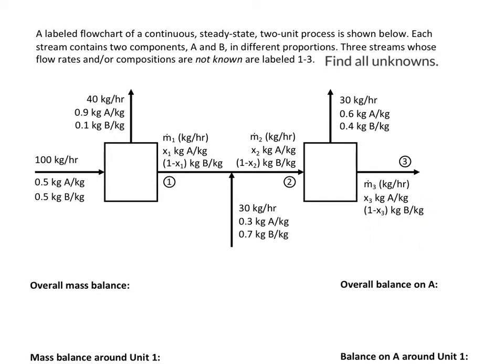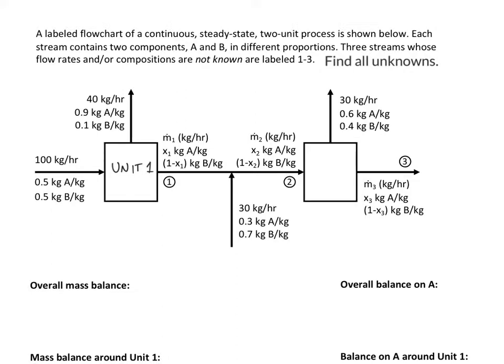What we're trying to do is figure out both the flow rates and the compositions of each of these streams. So that's our goal. The first thing we have to do is set up our mass balance for the system. We can do an overall balance around the total system, we can do balances around the individual unit operations, and we can do a mass balance around our mixing point.